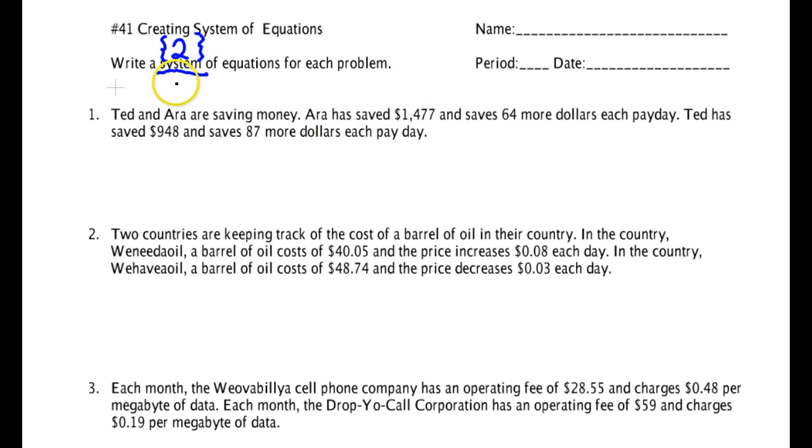So expect 2 equations. And one way to start here is to ask, what are the 2 equations about? You'll see right away, like on number 1, we're probably going to have an equation for Ted, right? We have one equation for Ted, and whatever information we have about him, and then we'll have another equation for Ara.